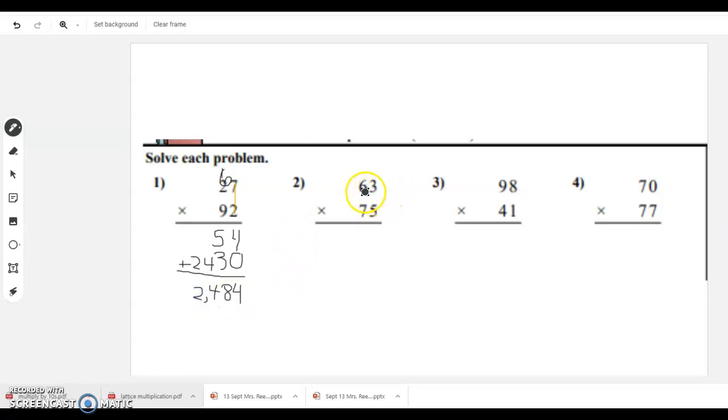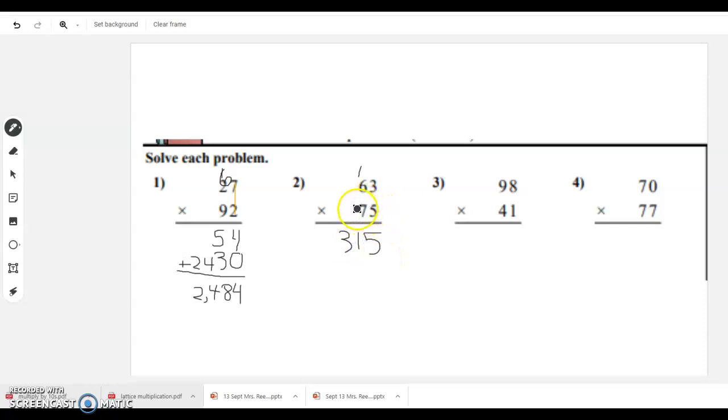Next one, 63 times 75. Again, I'm going to start with my ones. 5 times 3 is 15. Carry my 1. 5 times 6 is 30. Plus 1 is 31.